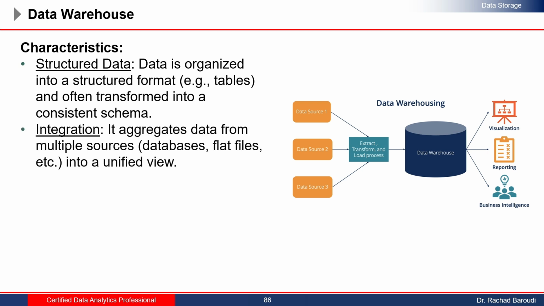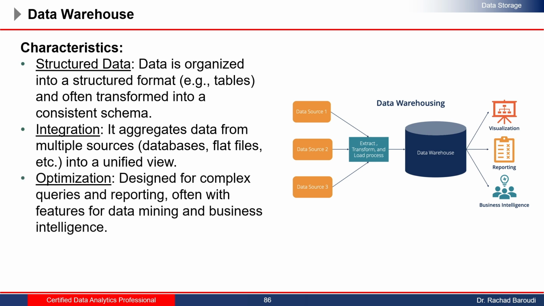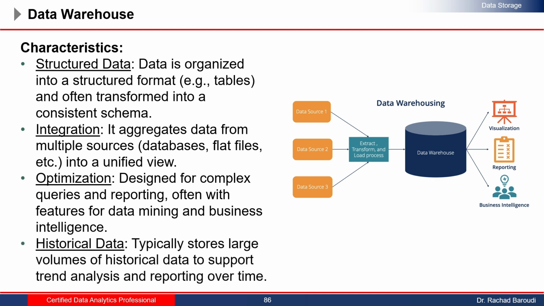Integration, so it integrates data from multiple sources like we see here in the picture. We have three sources: databases, flat files, and other sources. Optimization is very important for a data warehouse. Here we're talking about designed for complex queries and reporting, often with features for data mining and business intelligence. Also very important for data warehousing is the historical data, typically stores large volume of historical data to support trend analysis and reporting over time.